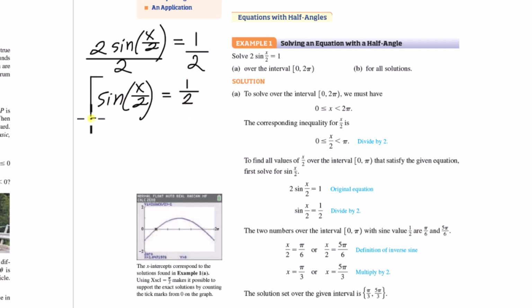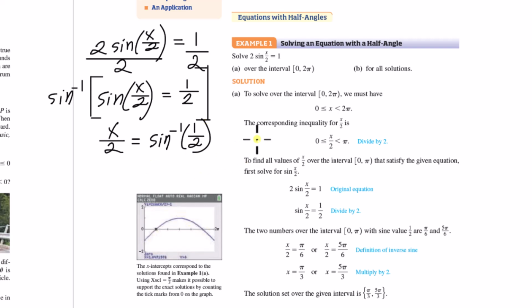Okay, now we can take the inverse sine of this entire equation. So we've got x divided by 2 is equal to inverse sine of 1/2. Okay, and so now you can see where this is a little bit different in the sense that previously we would just have theta or x is equal to, and then we'd have the inverse trig function. But now it's going to be, x is going to be whatever the inverse trig function values are times 2. So it's a little bit different.